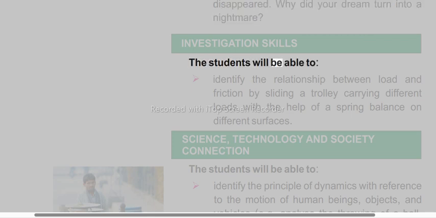The students will be able to identify the relationship between load and friction by sliding a trolley carrying different loads with the help of a spring balance on different surfaces. The students will be able to identify the principle of dynamics with reference to the motion of human beings, objects, and vehicles, e.g. analyze the throwing of a ball, swimming, boating and rocket motion.